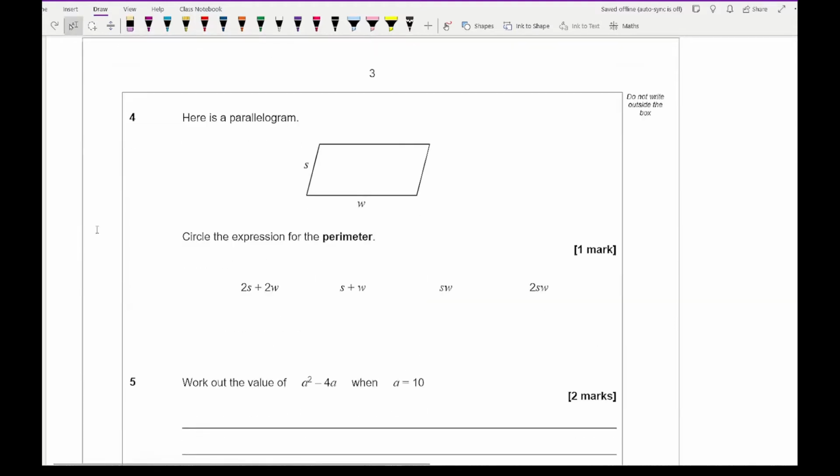Moving on to question 4, it says here is a parallelogram. It says circle the expression for the perimeter. So if that's going to be w, that's going to be s. So it's going to be 2s plus 2w, which is again our first option.